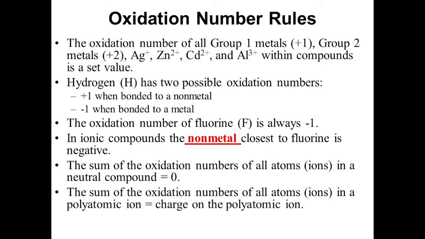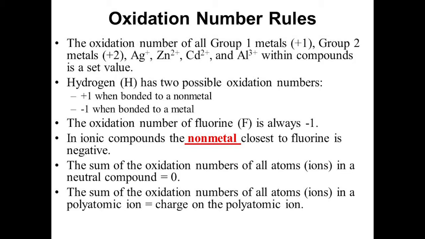Remember also that there are different elements that have set charges when they're in compounds, such as silver, zinc, cadmium, and aluminum. So these elements, even though some might be transition metals on the periodic table, only have that one charge that corresponds to the values you see on the screen. So you'll never see, for instance, Ag 2+. It's always going to be Ag +1.